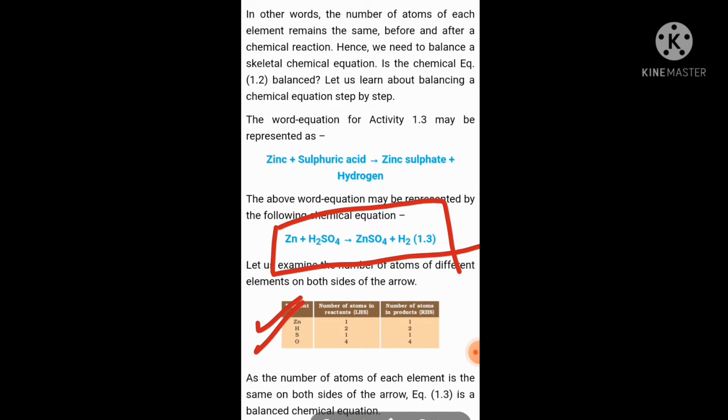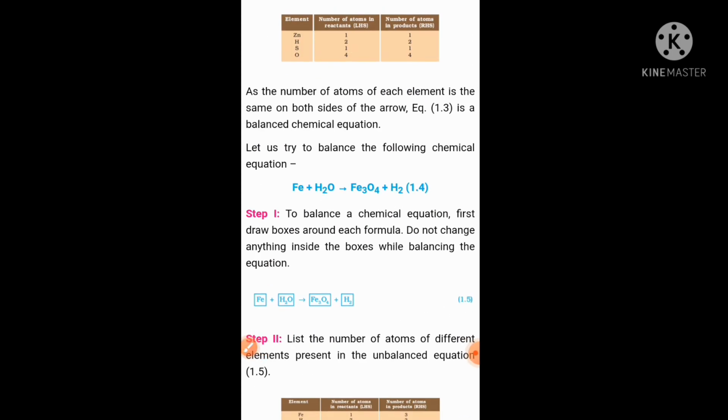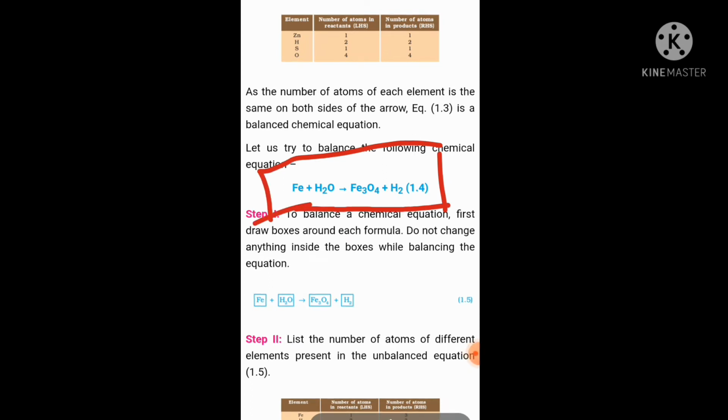Okay, why is it called a balanced chemical equation? Because the number of atoms of each element on the left hand side is equal to the number of atoms of each element on the right hand side. So it is called a balanced chemical equation. Now see here the next example. Iron plus water forms iron oxide plus hydrogen. Now see here, the number of iron on the left hand side is 1, right hand side is 3. So is it balanced? No, it is not a balanced chemical equation.